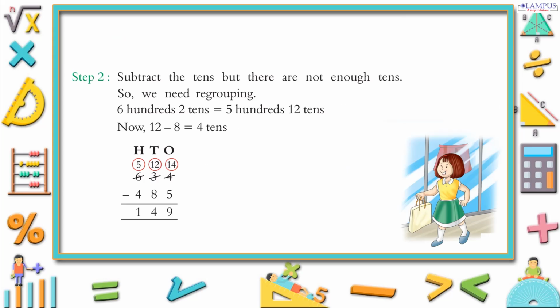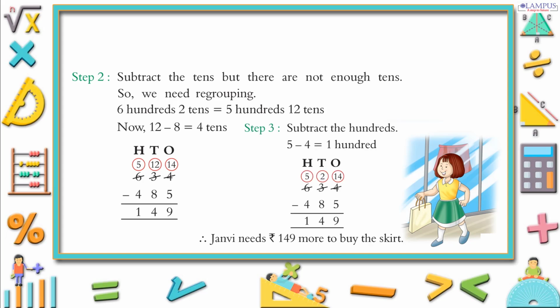Step 2. Subtract the tens, but there are not enough tens. So, we need regrouping. 600s 2 tens equals 500s 12 tens. Now, 12 minus 8 equals 4 tens. Step 3. Subtract the hundreds. 5 minus 4 equals 1 hundred. Therefore, Janvi needs rupees 149 more to buy the skirt.